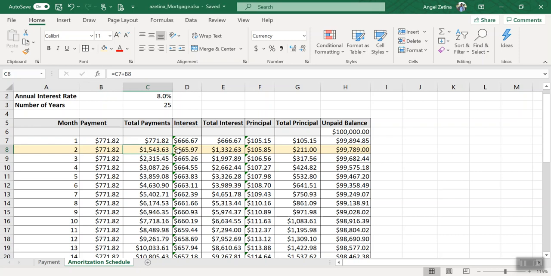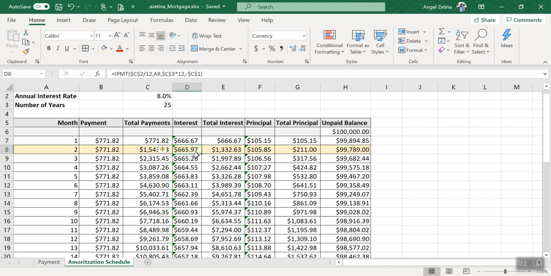In the second month, out of the 771 with 82 cents, 665 with 97 cents will go towards the interest, what the bank is charging you. Because remember, this is interest on the reducing balance. So this is interest on the 999,894 with 85 cents, right? So this is what the bank will stay with. What will go towards paying the bank or your loan will be the 105 with 85 cents.